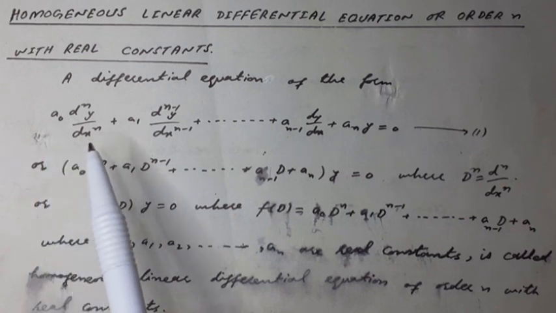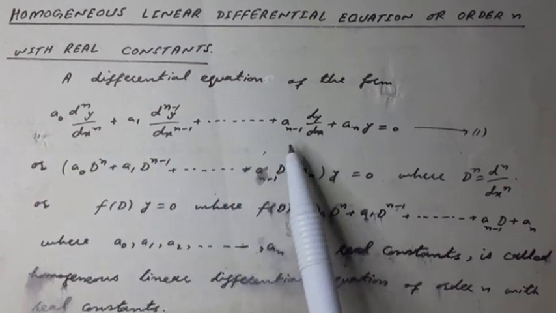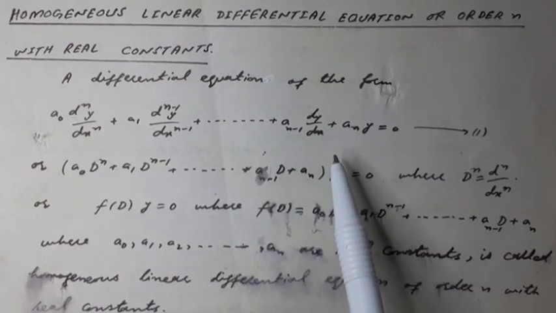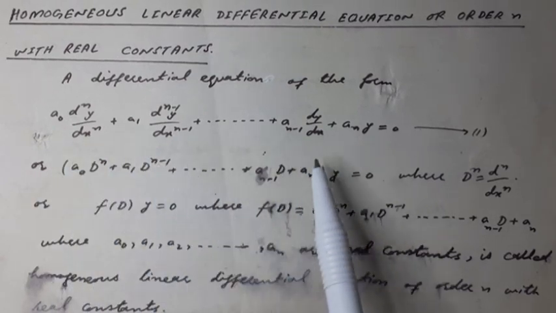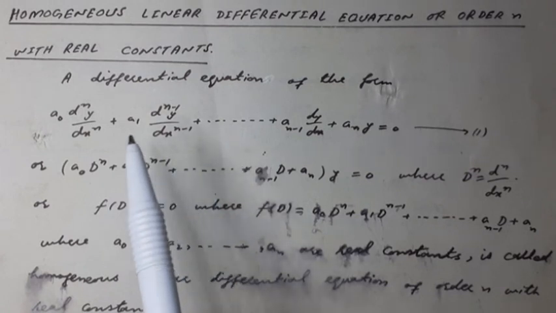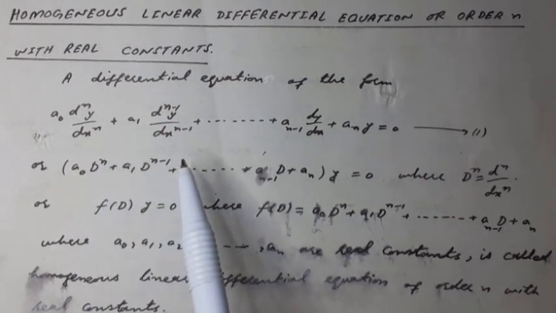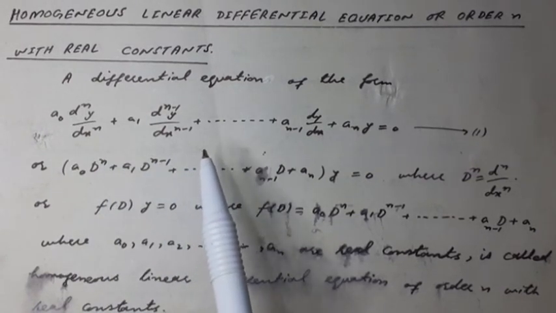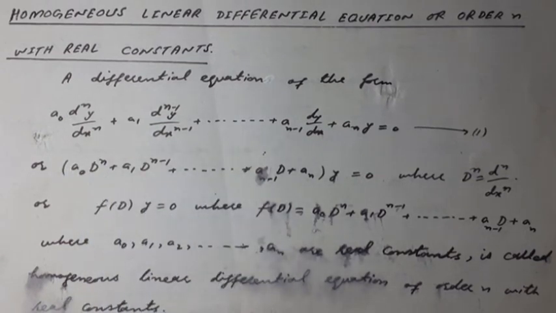If a0, a1, ..., a(n-1), an are not real constants but are functions of x, then it is called a differential equation of order n with variable coefficients.